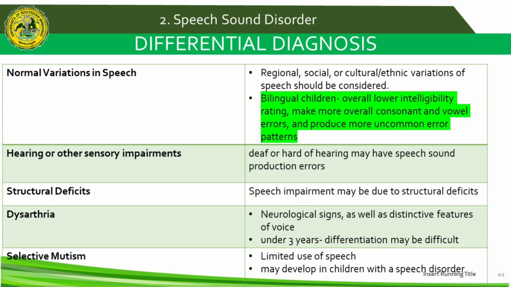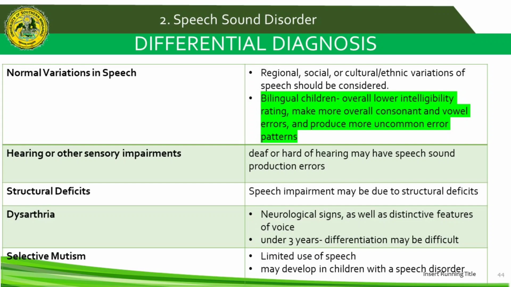For selective mutism, limited use of speech may be a sign of selective mutism, an anxiety disorder that is characterized by a lack of speech in one or more contexts or settings. Selective mutism may develop in children with a speech sound disorder because of embarrassment about their impairments. But many children with selective mutism exhibit normal speech in safe settings, such as at home or with close friends.